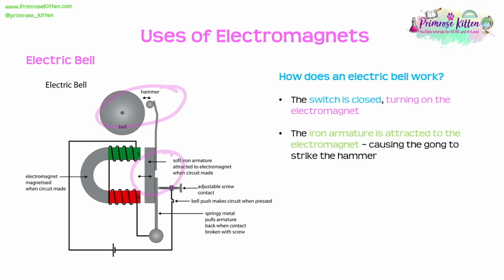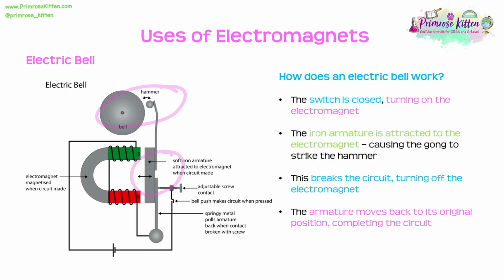However, of course, when this happens, we've broken the circuit, and that turns off the electromagnet. This means that the armature is no longer attracted towards the magnet, and it's going to move back to its original position. But by moving back to its original position, it's completed the circuit again. And so we're going to have this process just go back and forth on repeat, sounding that bell. Now, this is one application. We could see loads of other ones too. So we just need to make sure that we can apply these principles to any little example they might give us.